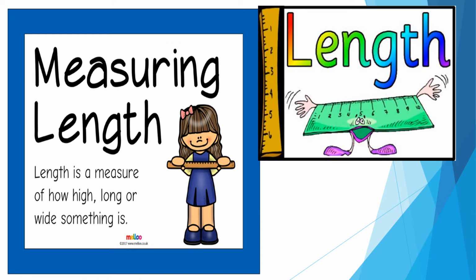Okay, so we have here measuring length. What is measuring length all about? It says length is a measure of how high, long, or wide something is. So you can see we can use a ruler, we can use a measuring tape to measure how high, long, or wide something is.